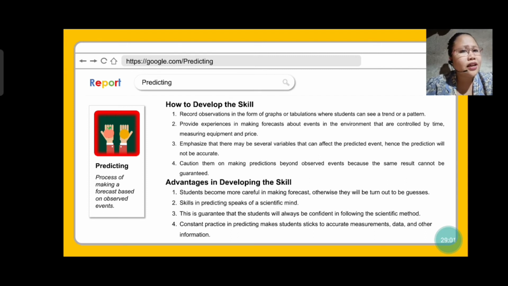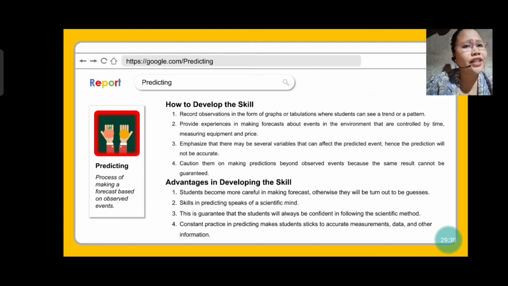So second is that skill in predicting speaks of a scientific mind. You will be observing something, some events, and then you will forecast based on what you have observed on that event. So the skill in predicting speaks of a scientific mind, a scientific process.